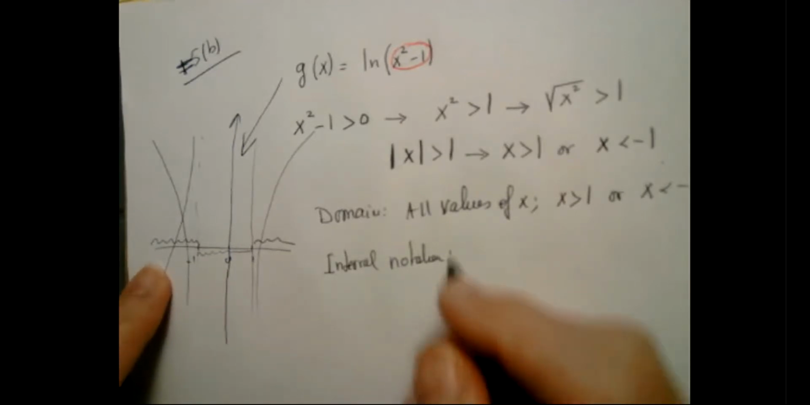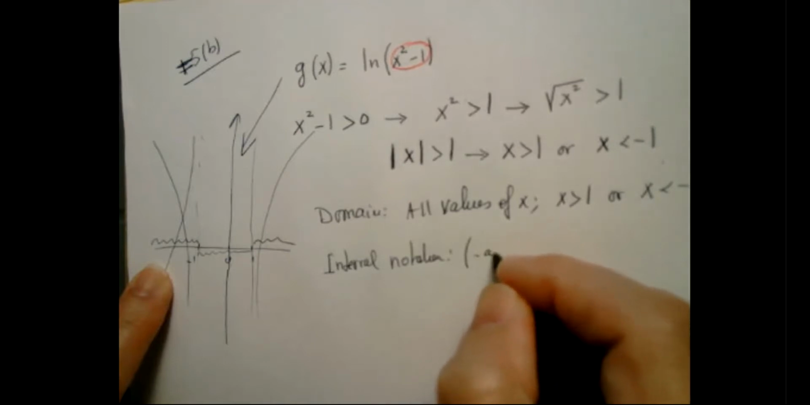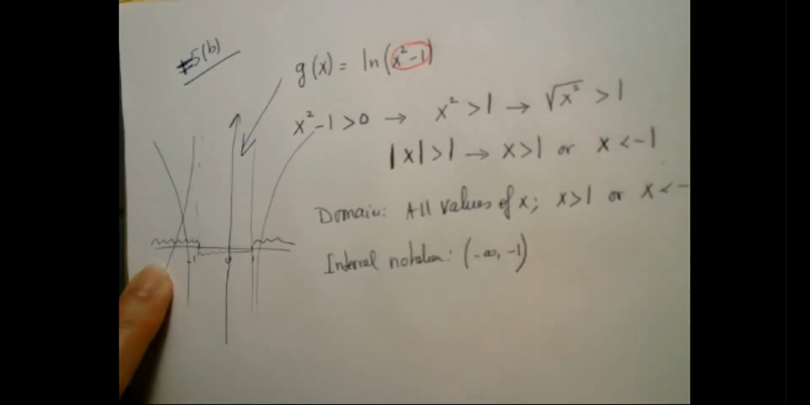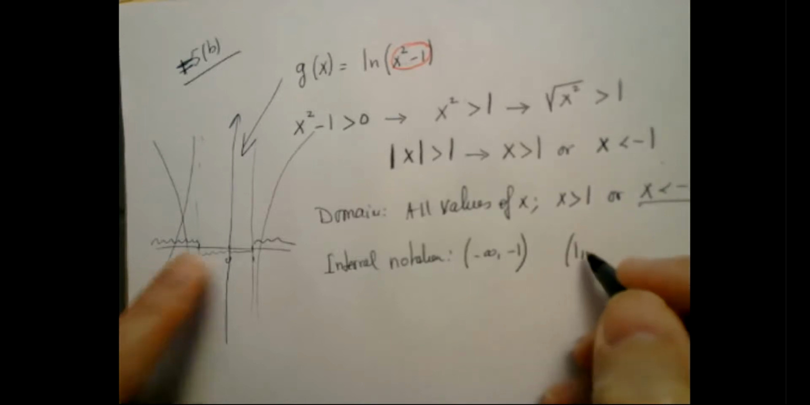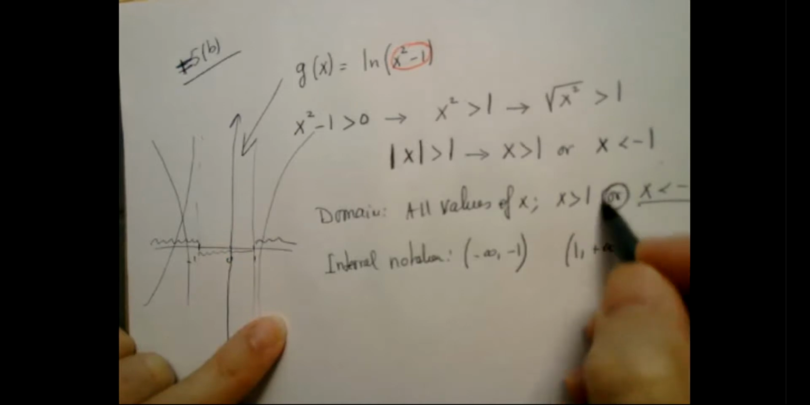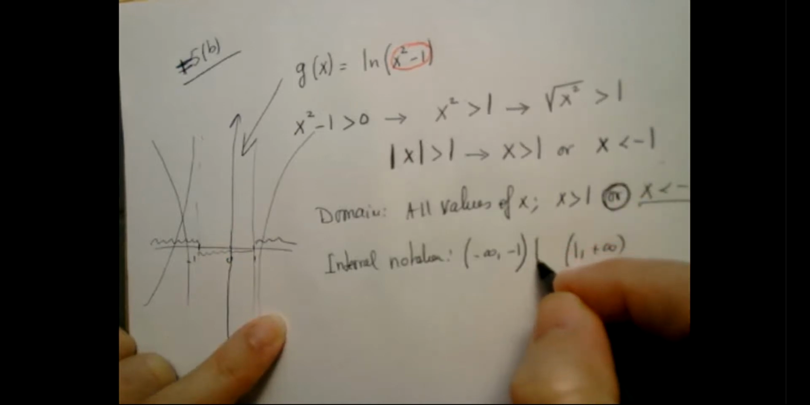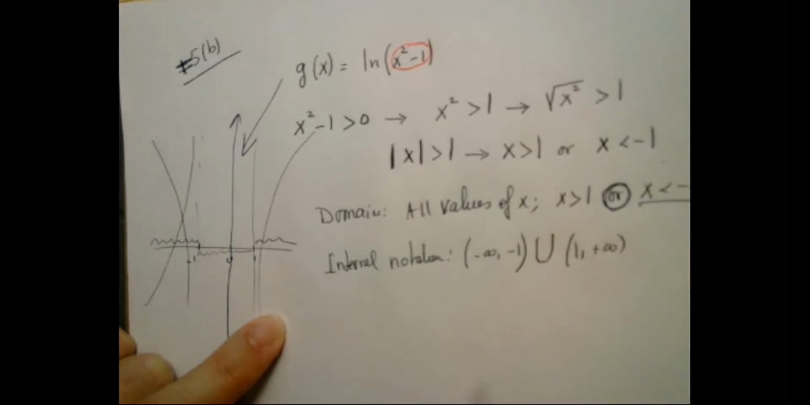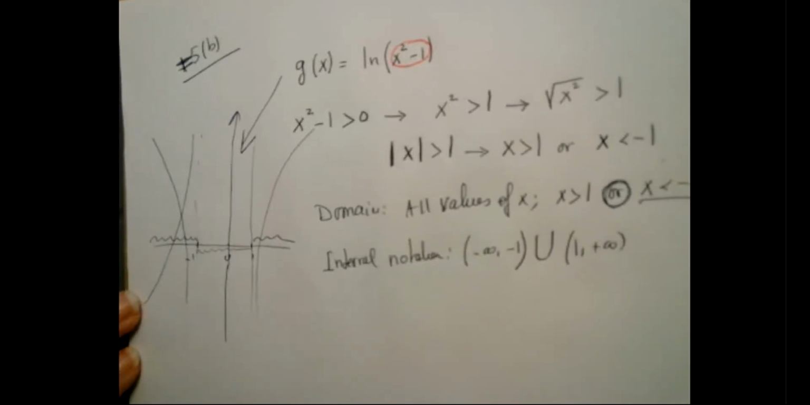So in interval notation, I write everything from minus infinity to minus 1, and everything bigger than 1. The way we connect them, the mathematical symbol, is this U, and it means both of them. Okay. Questions before we proceed? All right, now we look at number 6B.